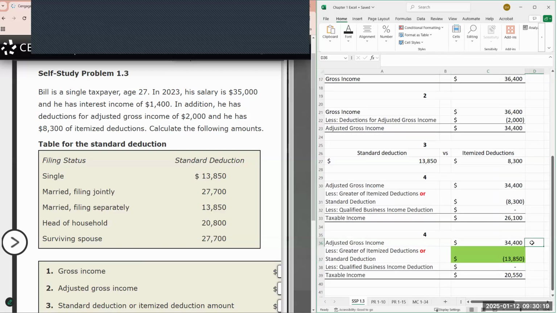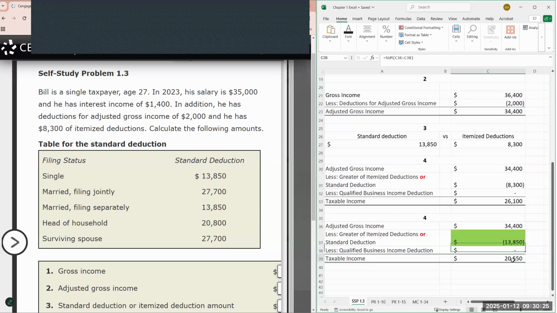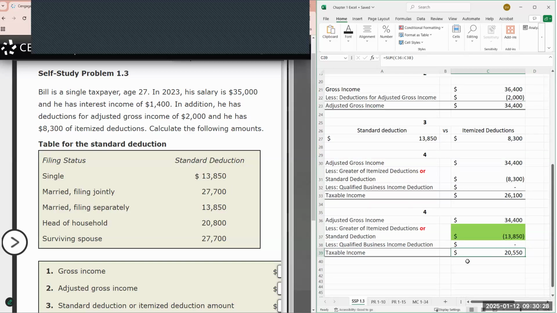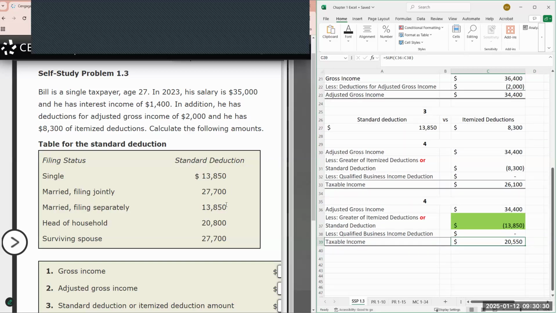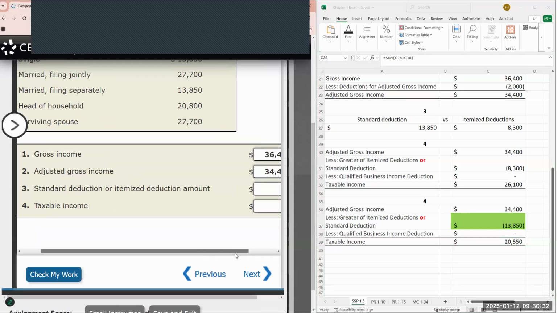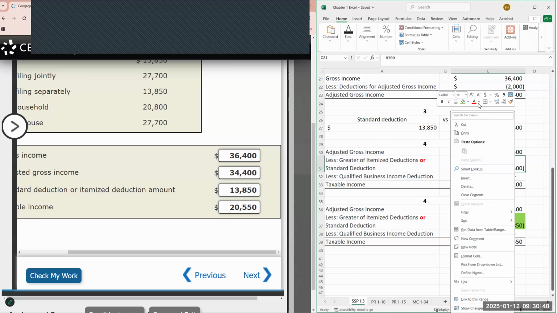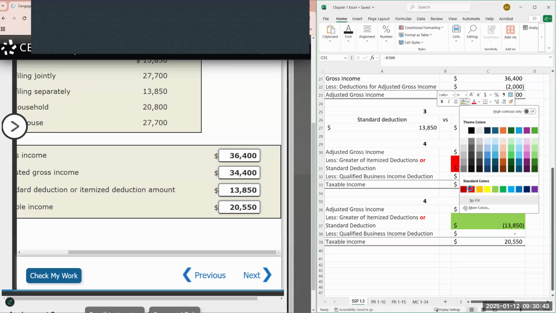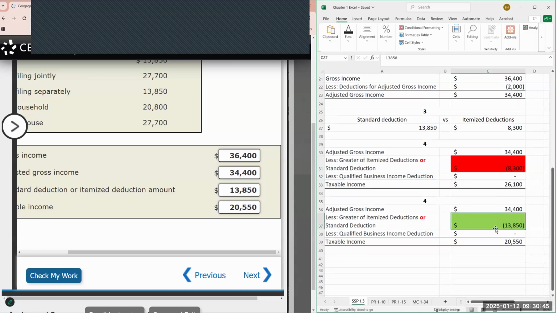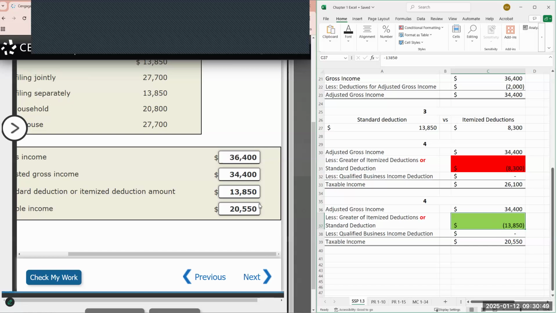Again, obviously, if he's married filing separate, and his spouse itemizes, then he has no choice. But in this case, Bill is single. So therefore, the taxable income will be 20,550 after he claims the standard deduction of 13,850. Taxable income is 20,550. So we would not claim the itemized deductions. It works better in Bill's favor to claim the standard deduction.